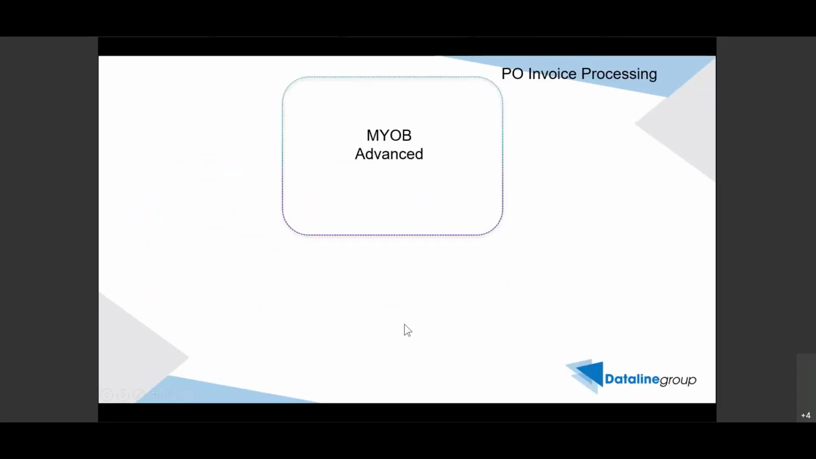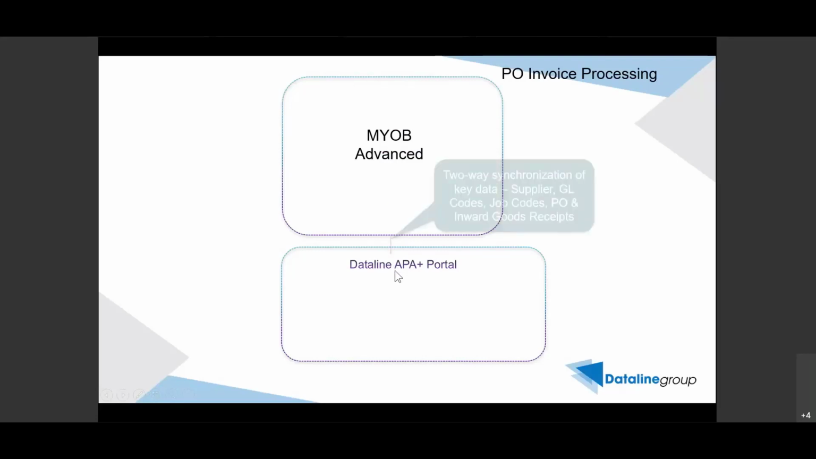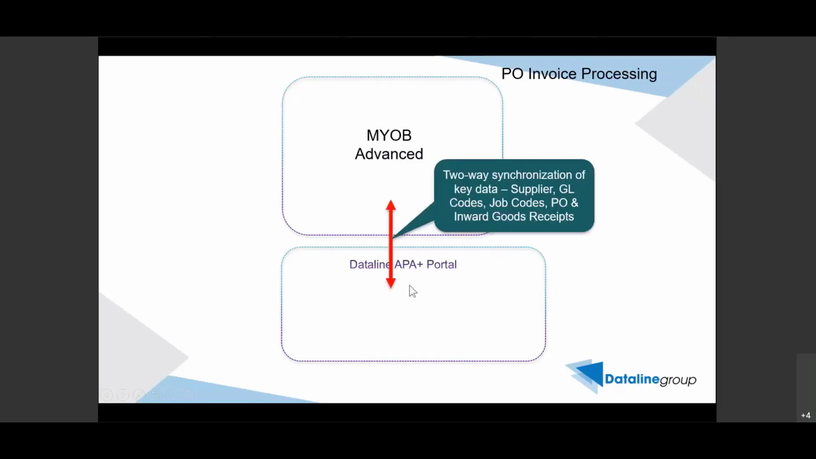So if we look at the components, MYOB Advanced sits in the cloud. Our Dataline Advanced payment automation process also sits in the cloud. Our system sits on our servers in Sydney and talks to your MYOB Advanced database through the cloud, through an interface that we have written and supported by MYOB ERP partners. We perform a 2-way synchronization.